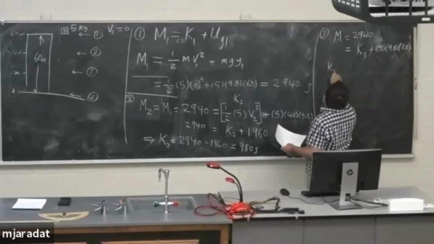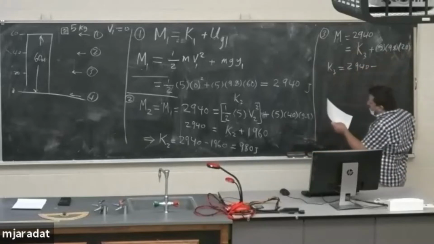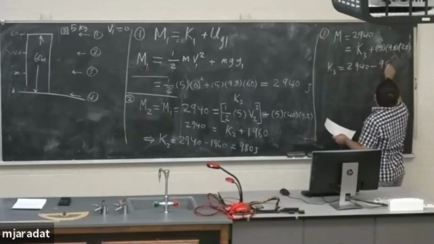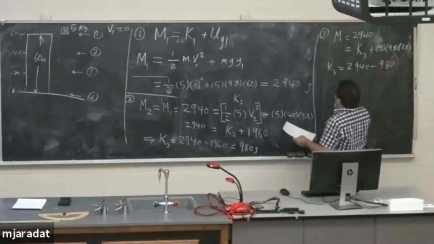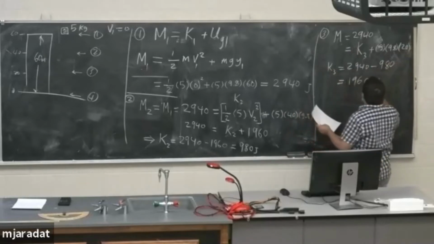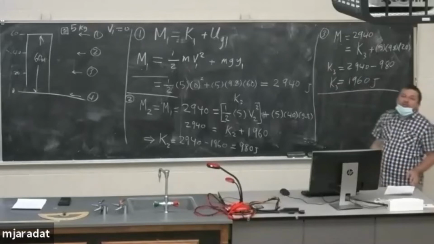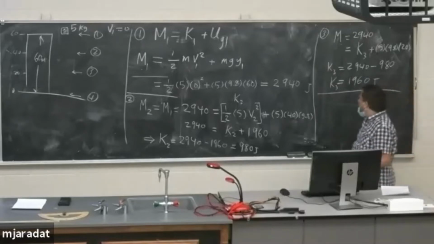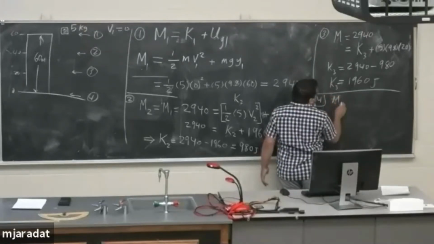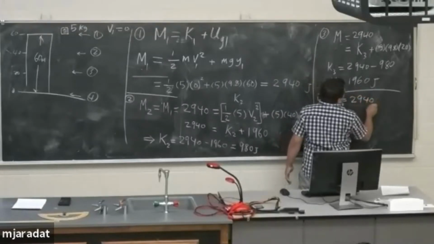From that, the kinetic energy is equal to 2,940 minus the potential energy at the third point, which is 980 joules, which is equal to, just replace this, 1,960 joules. This is the kinetic energy at point number 3. Point number 4 is not totally trivial. At point number 4, the mechanical energy is equal to the same thing, 2,940 joules.